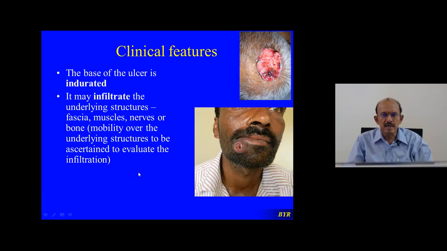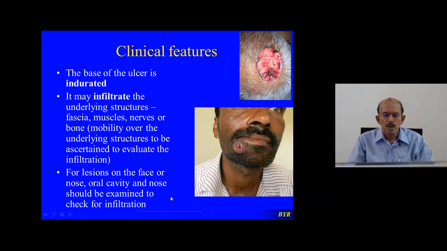Like a malignant lesion, it has three I's. That is, it has induration, it shows features of infiltration, it shows features of involvement. So it may infiltrate the underlying structures like fascia, muscles, nerves, or bone. That's why in every case, you must always check for the mobility of the lesion over the underlying bone. For lesions on the face or nose, the oral cavity and nose should be examined to check for infiltration.